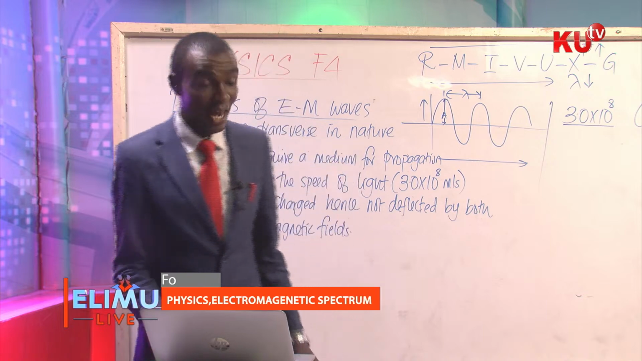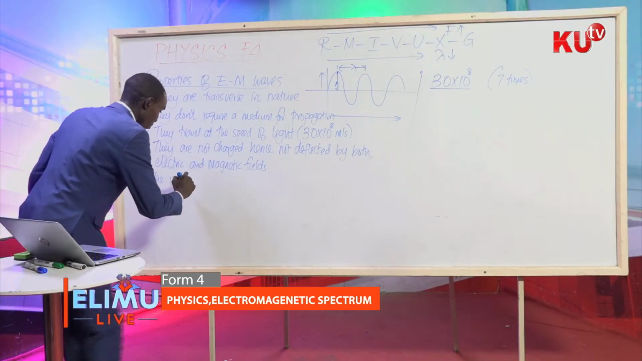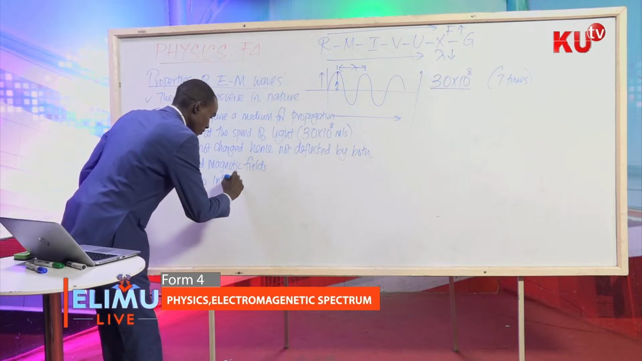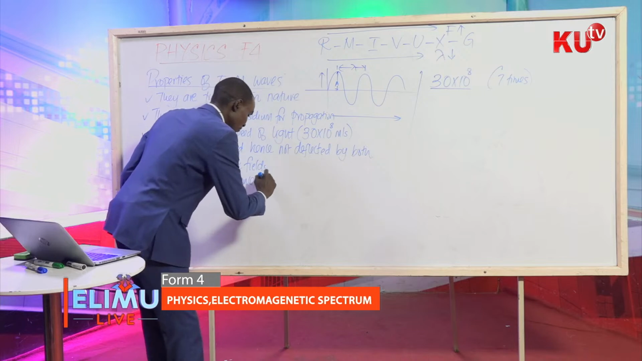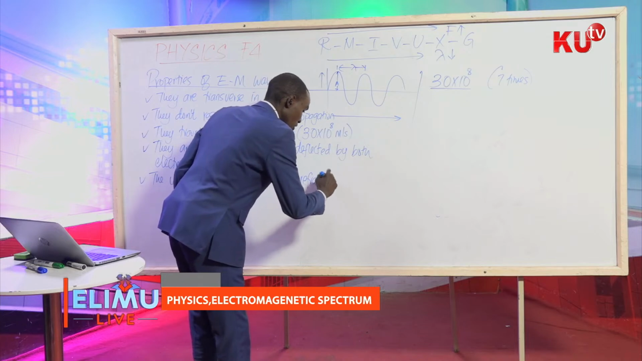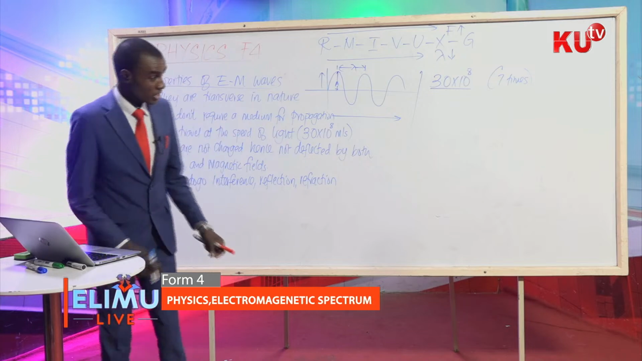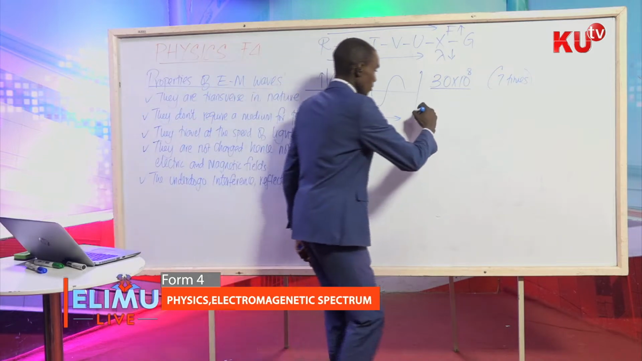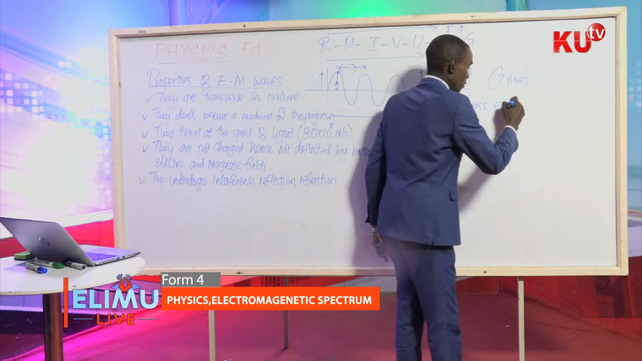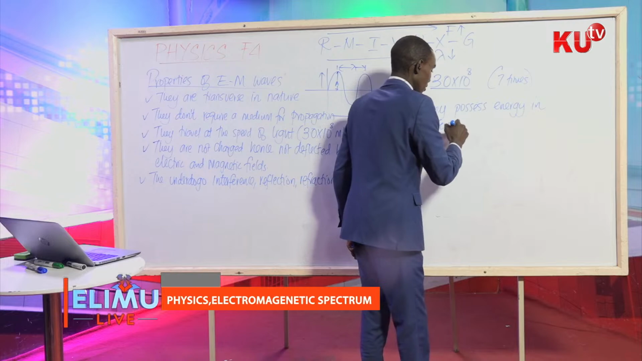Number 5, they undergo all the properties we talk about when describing waves. They undergo interference, reflection, refraction, among others, including diffraction and polarization. The next thing is that they possess energy in different forms. We shall see what exactly that means.